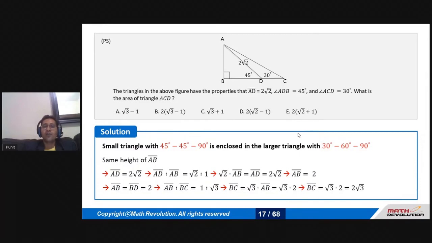Let's find the ratio of AB is to BC. That would be 1 is to root 3, because angle C is already 30, so angle A would be 60 degrees. So when we talk about the whole BC, which is opposite to 60 degrees, that makes it 2 root 3.